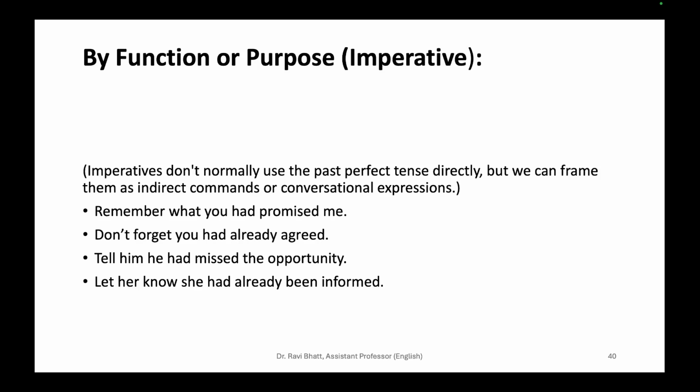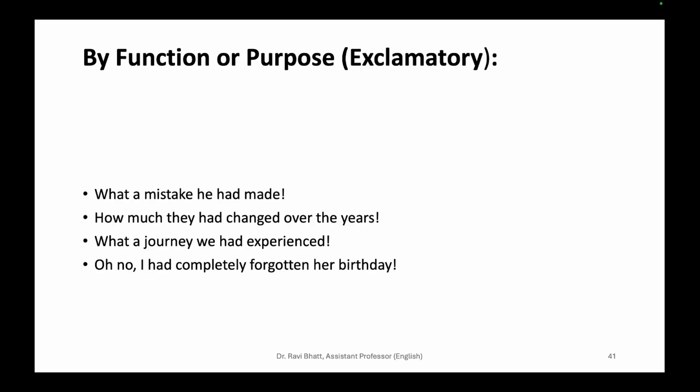Now, imperative sentences. Now, again, like I said in the past, imperatives don't normally use the past perfect tense directly. Okay, however, we framed some indirect commands or conversational expressions, giving some examples. So it says, remember what you had promised me, or say, don't forget you had already agreed, or say, tell me he had missed the opportunity, or let her know she had already been informed. Okay, so these are imperative sentences.